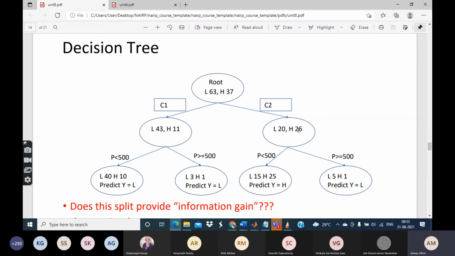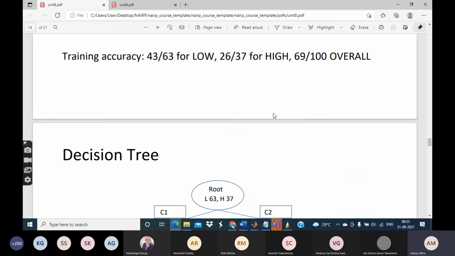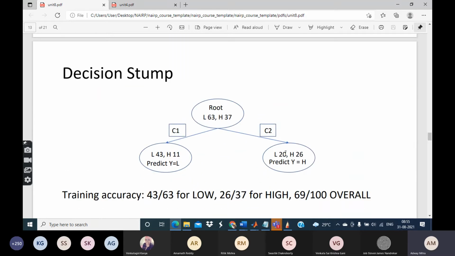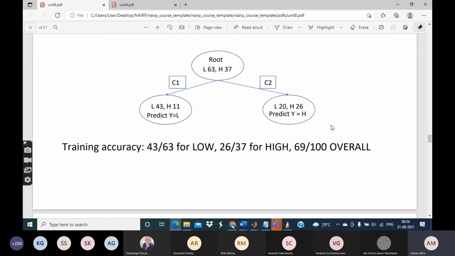Earlier I was correctly classifying these 26. If I did not have this part, if I had stopped here, then whenever I saw the level as C2, I would have predicted y equal to high. There are 46 examples here. I would have got 26 of them correct, so an accuracy of 26 by 46, which is about 55%.